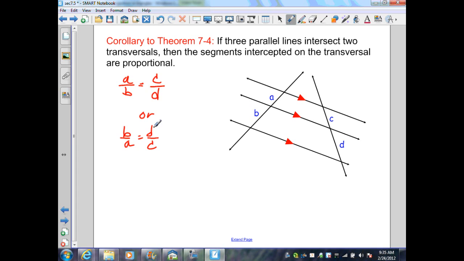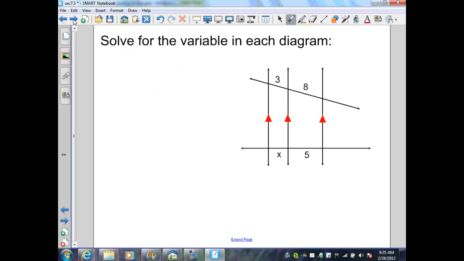And again, as the side splitter information tells us, I cannot go diagonally using the ratios to set up a proportion. That will not give us a valid response to our examples. Here I want to solve for the variable in each diagram. I'm given three parallel lines intersected by two transversals. Therefore, it cuts off those segments proportionally. So I'm going to go left over right and set up the theorem from the previous page. So it's going to be 3 over 8 is equal to x over 5. And when I use the cross product rule, I get 8x equal to 15, and x is equal to 15/8. Again, I could have gone left over right, or 8 over 3 and 5 over x, but I cannot go diagonally.